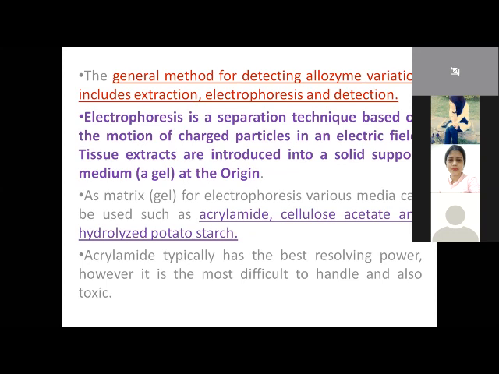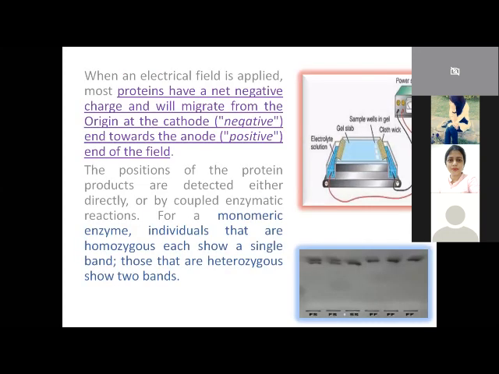In electrophoresis, we supply an electric field on the gel, and proteins have a net negative charge, so they migrate from the negative to the positive end of the field, from cathode to anode. Based on their different charges and conformations, their migration pattern will be different. If different allelic forms exist, different bands will be present. If the same allelic form is present, a single band will appear. This way we can determine the variation among different individuals of the same species.